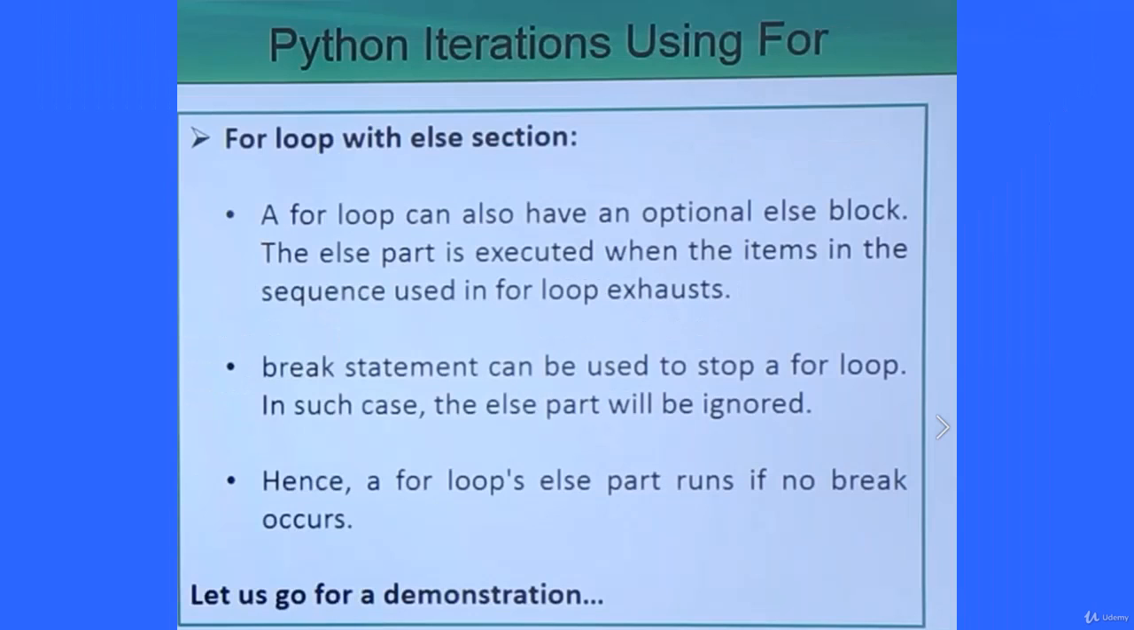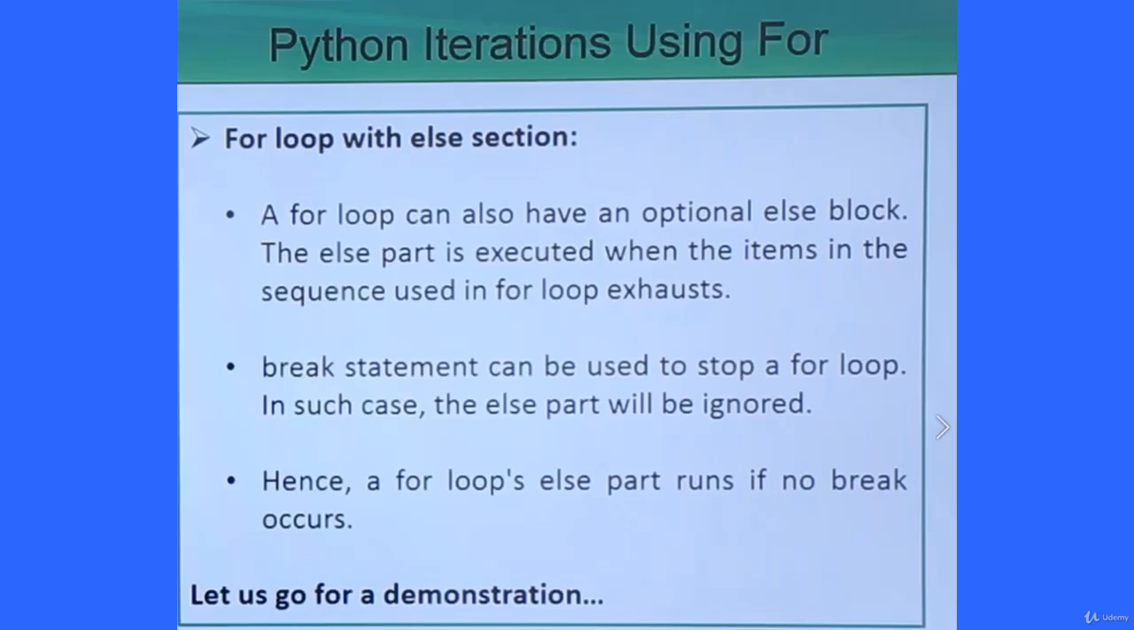For loop with the else section. A for loop can also have an optional else block. The else part is executed when the items in the sequence used in the for loop are exhausted. So when the sequence gets exhausted, the else part gets the control. A break statement can be used to stop a for loop. In such a case, the else part will be ignored. Hence a for loop's else part runs if no break occurs. If there is a break, then the else part will not be executed. Otherwise the else part will be executed, that is, when the sequence gets exhausted.